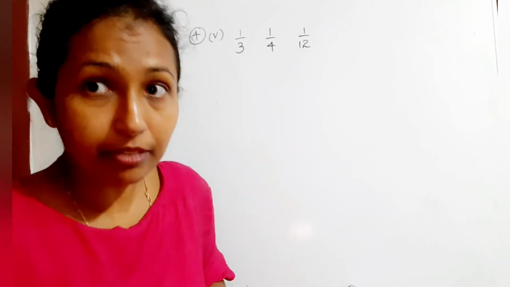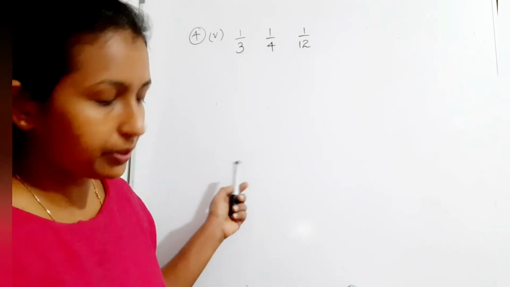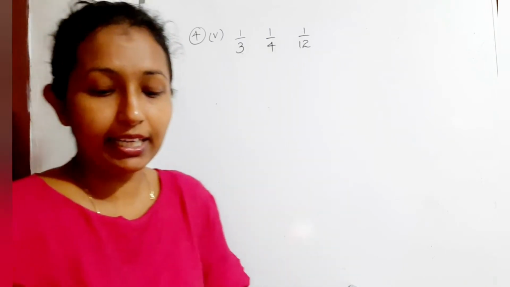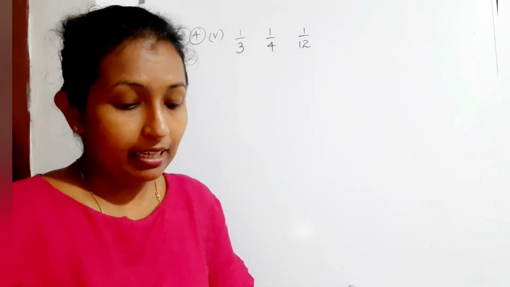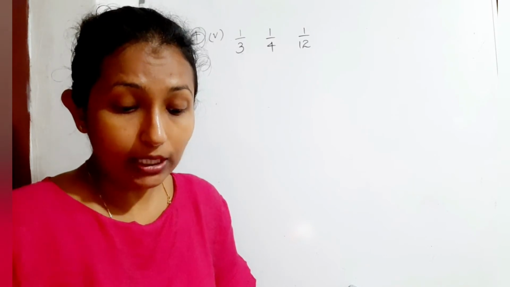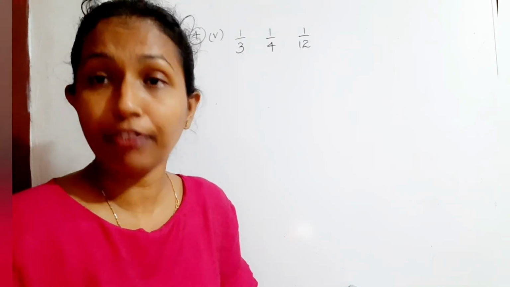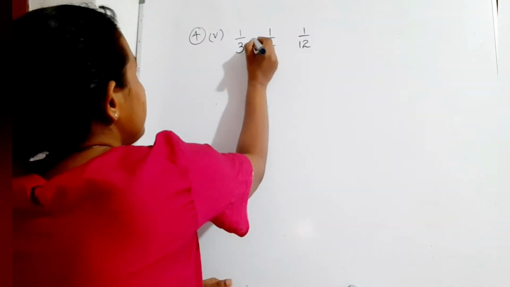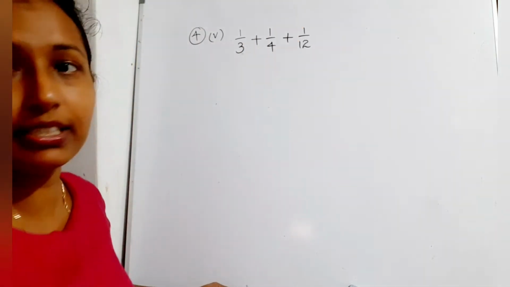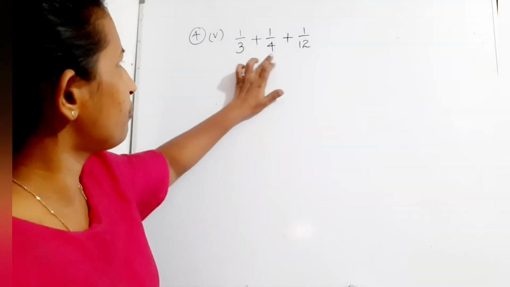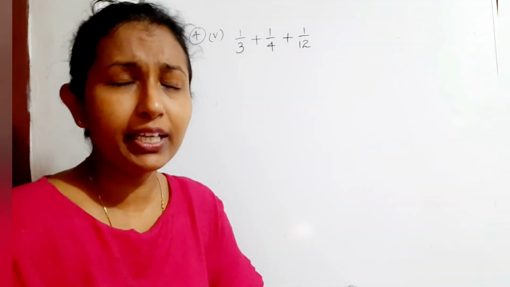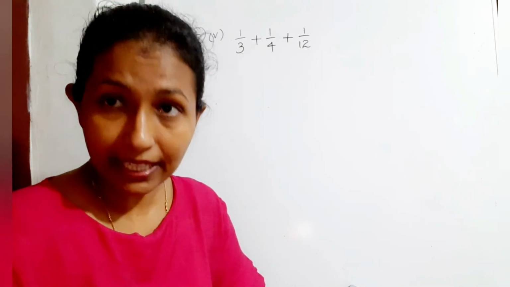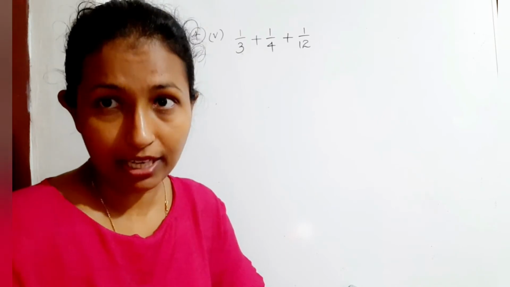Now look at the fifth part. Father distributed 1 over 3, 1 over 4 and 1 over 12 of his money among his 3 children. Part A, write down the total amount given to the children as a fraction. You have to get the total. You have to add these 3 fractions. Putala, here 3, 4 and 12. Denominators are not equal. But we can't add like that. We have to make them equal by using the knowledge of equivalent fractions.